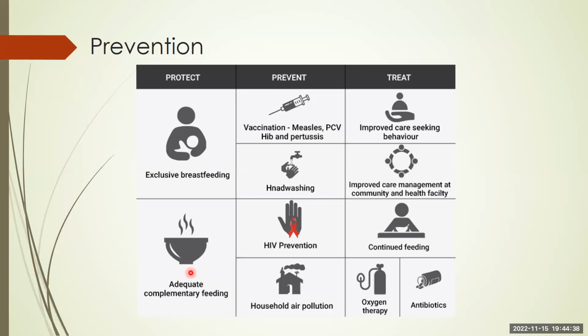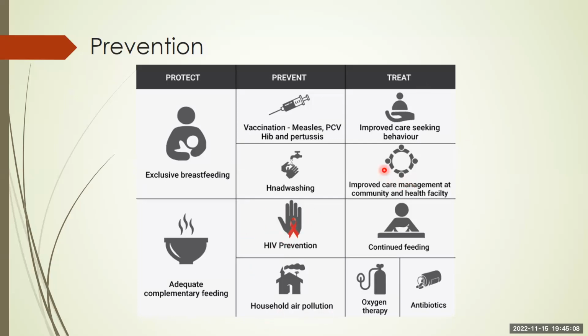Under prevention, vaccination plays a big role. So the vaccines include measles vaccine, pneumococcal vaccine, Haemophilus influenzae type B vaccine, pertussis, and I'll talk more about it in the next slide. You should also encourage hand washing to prevent the transmission, and address household air pollution, which increases the risk of getting pneumonia.